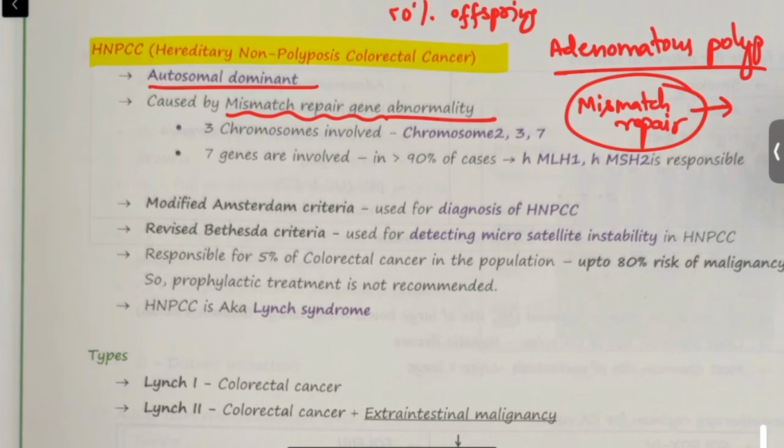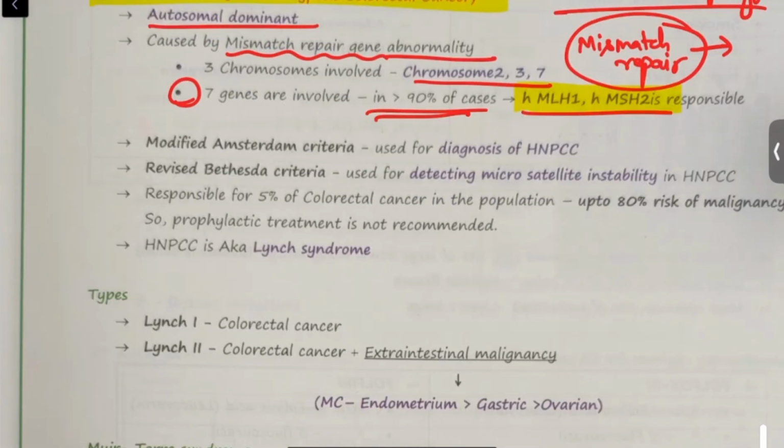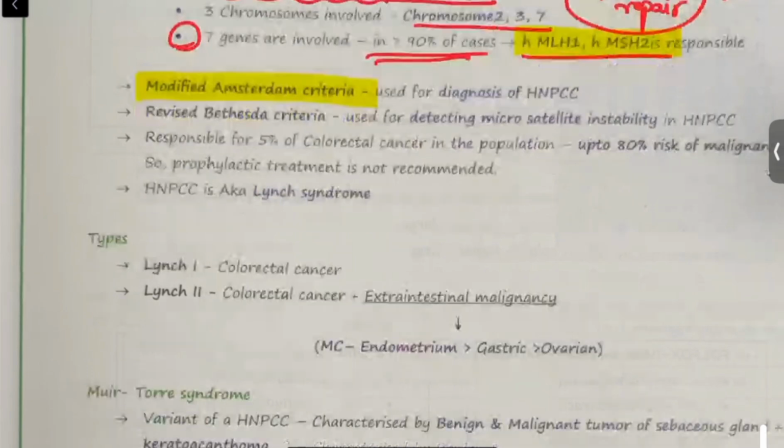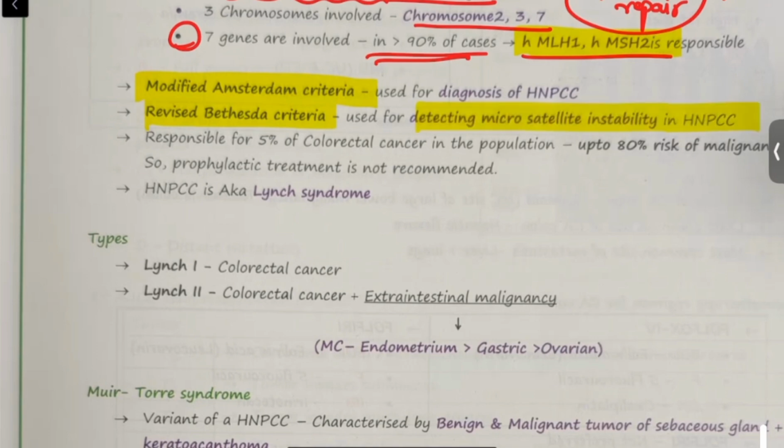In this case there can be 3 chromosomes involved, that is chromosome 2, 3 and 7, and there are 7 genes involved. In more than 90% of the cases these 2 genes are involved, that is MLH1 and MSH2. Okay, in case of FAP it was the APC gene. In case of HNPCC it is the MLH1 and MSH2 genes. Okay, the criteria used to diagnose is the modified Amsterdam criteria. There is also a revised Bethesda criteria which is used for detecting microsatellite instability.